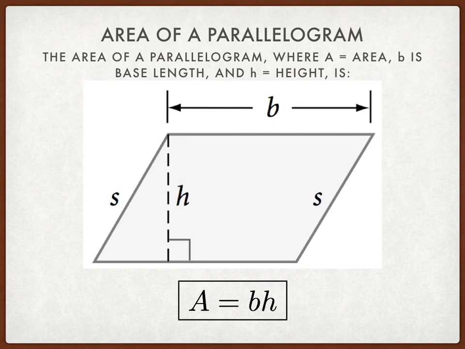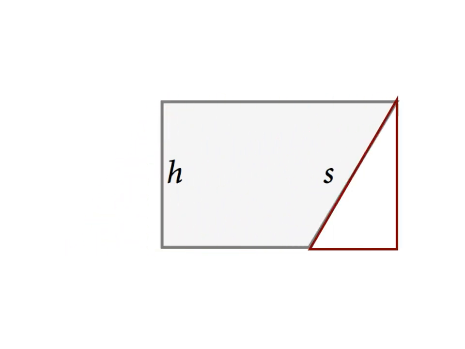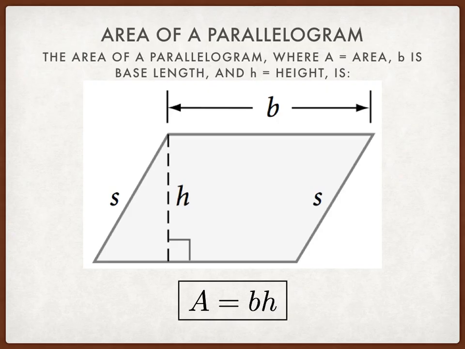So why does this work? If you think about slicing off that triangle from the end of the parallelogram and sliding it over, you see that the parallelogram makes a rectangle. And the dimensions of the rectangle in terms of its area would be base times height. We can use a similar strategy for some other area formulas.